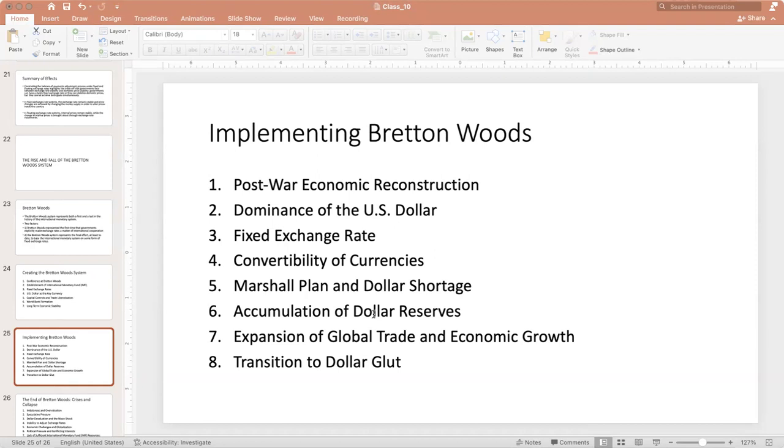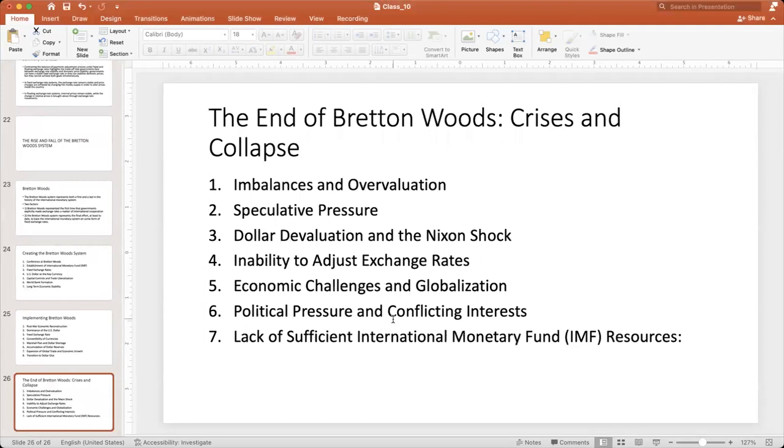The Bretton Woods system, coupled with the post-war economic recovery, led to a surge in global trade and economic growth. Countries benefited from a stable exchange rate and increased international cooperation, fueling economic expansion. And as a consequence, there was a transition to a dollar glut. Why? Because as the global economy grew and the US continued running trade deficits, there was an excess supply of dollars in the international financial system. And the accumulation of dollar reserves by foreign countries led to a transition from a dollar shortage to a dollar glut. However, the Bretton Woods system collapsed.